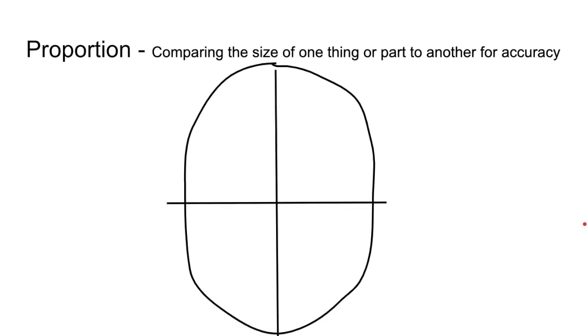So the first thing you'll do after drawing the outline of the head is split the face vertically and horizontally, both in half. So you're going to split this vertical line down the center, and then this horizontal line down the center.